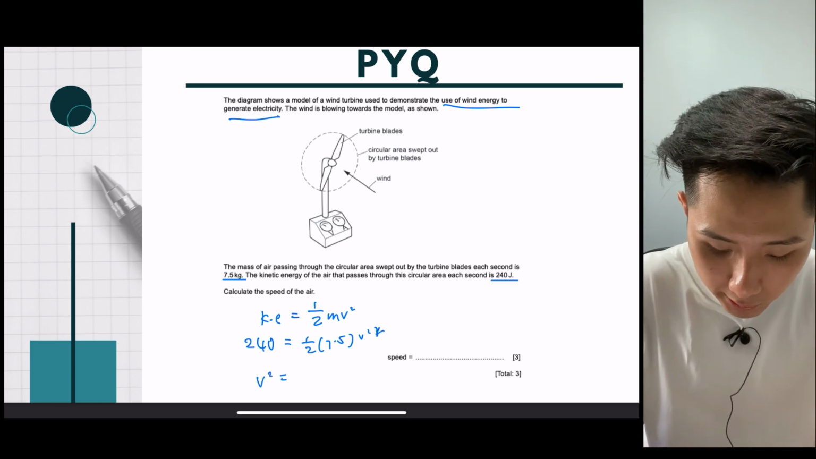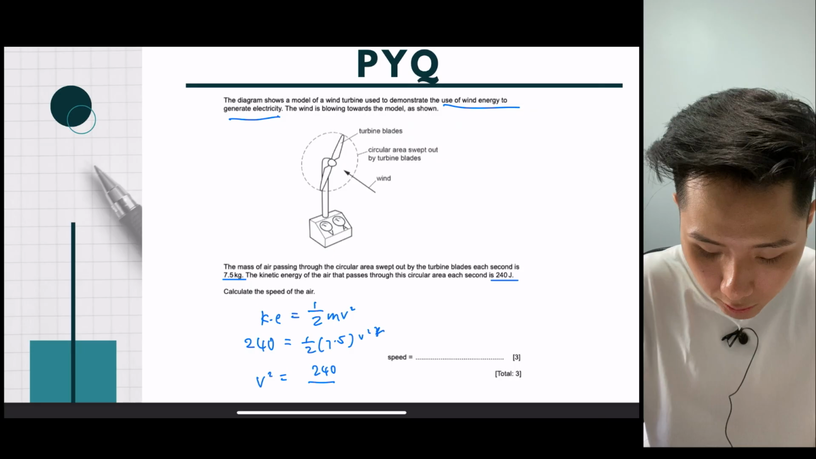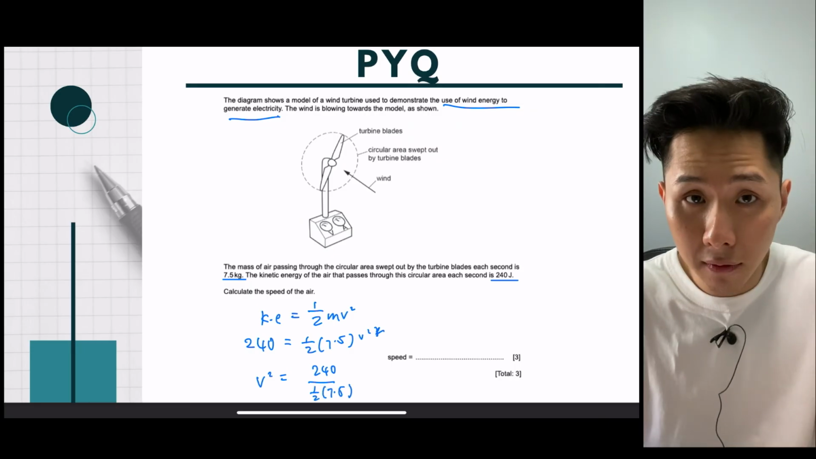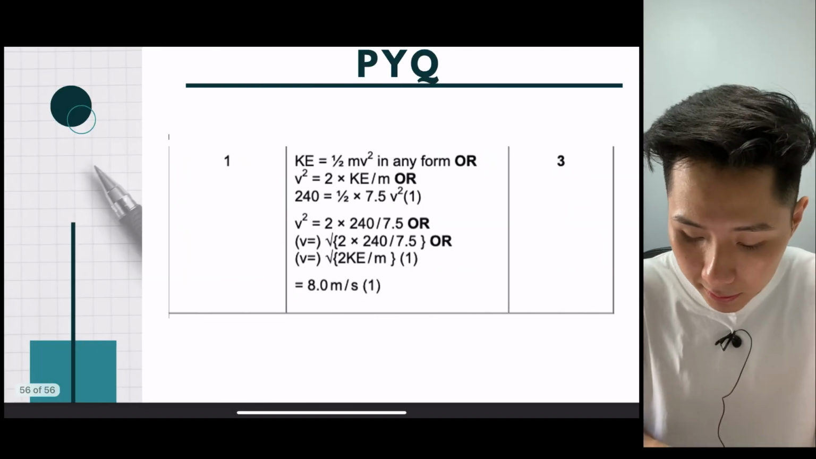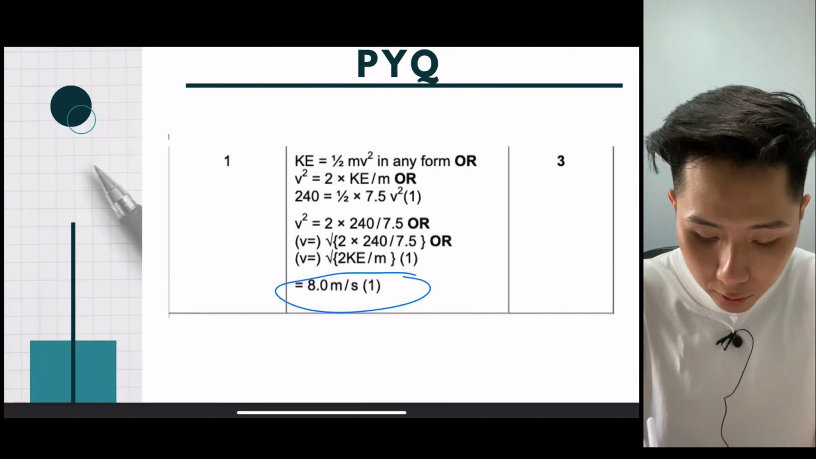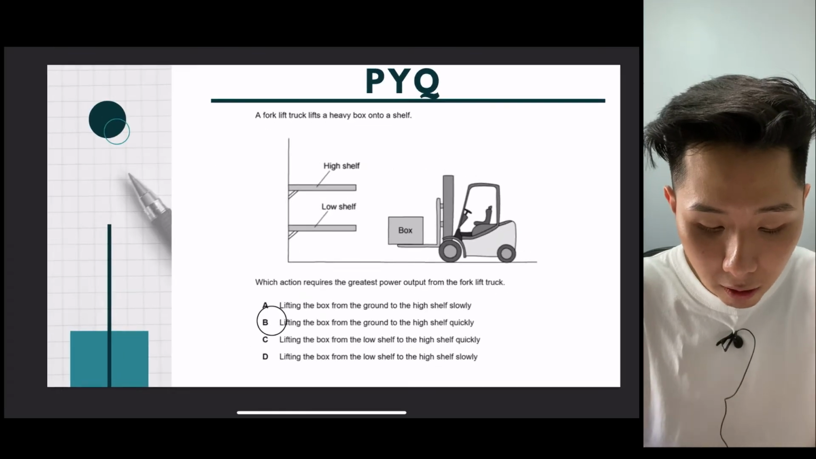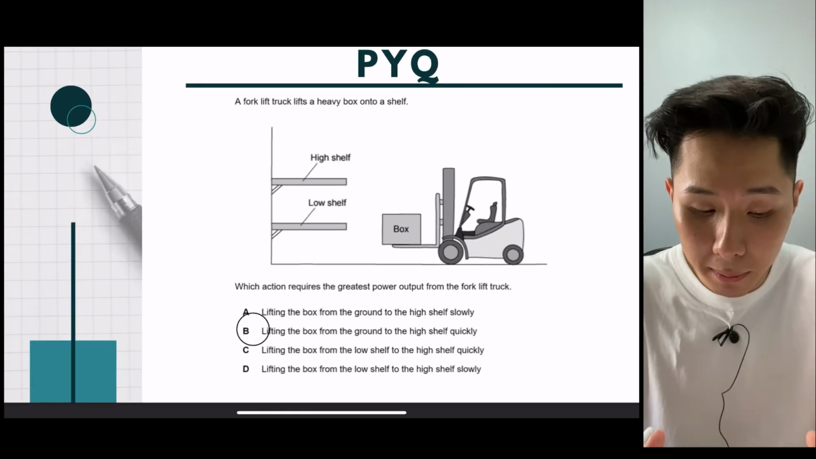And I can just move v squared as my subject: 240 divided by 1 over 2 times 7.5. Again, if I plug everything into the formula, I should get the value 8 here. And that's how I solve this question. And that's what the chapter is all about.